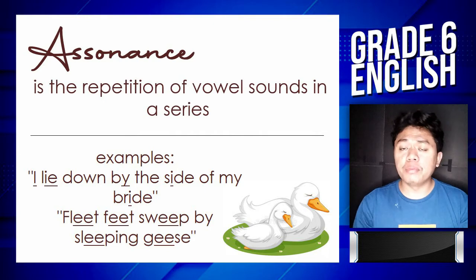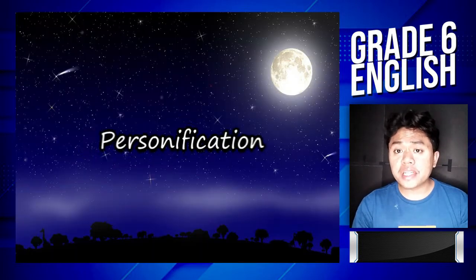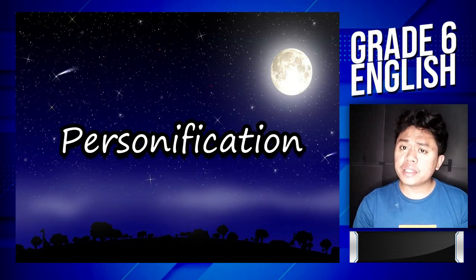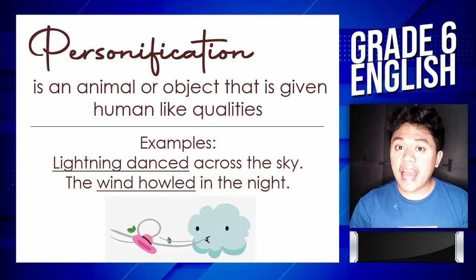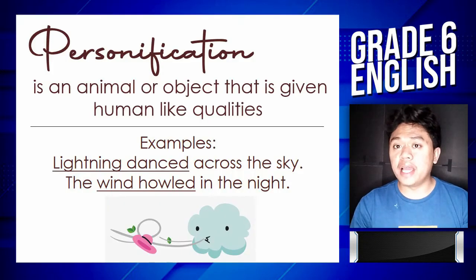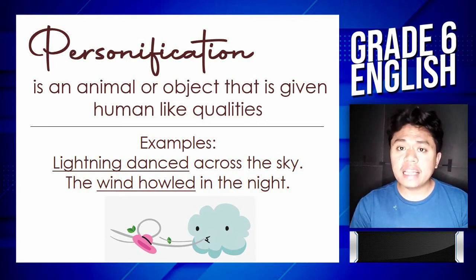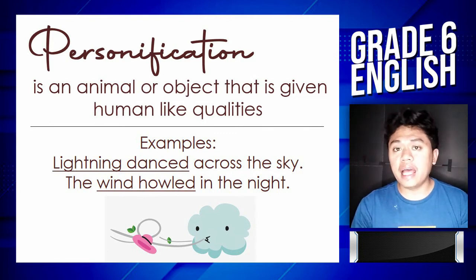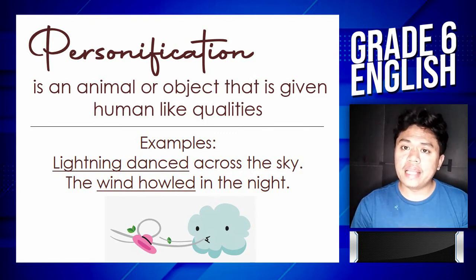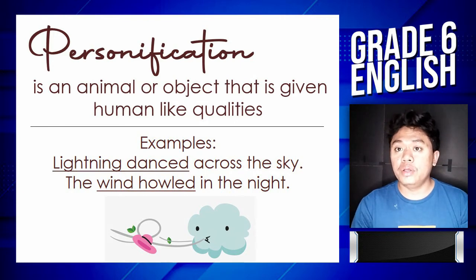The fourth example of figurative language is personification. Personification happens when an animal or an inanimate object is given human-like qualities. Examples are, lightning danced across the sky. We all know that lightning doesn't dance. The wind howled in the night. We know that the wind doesn't howl, but it sounds like it does.